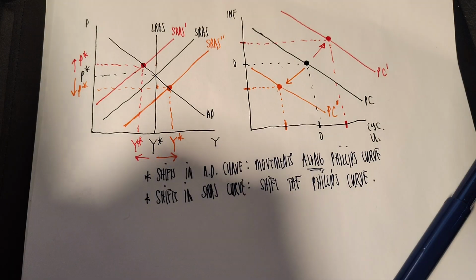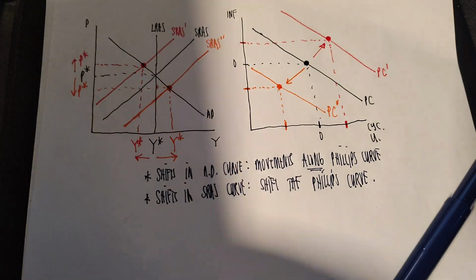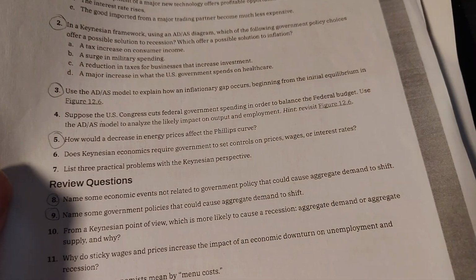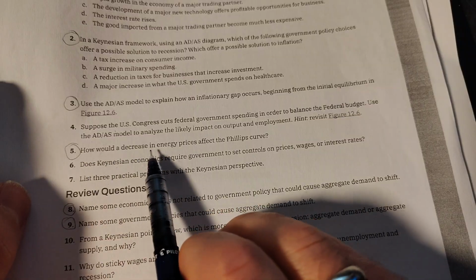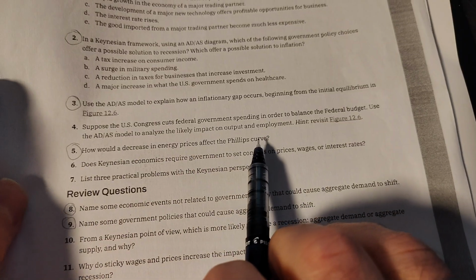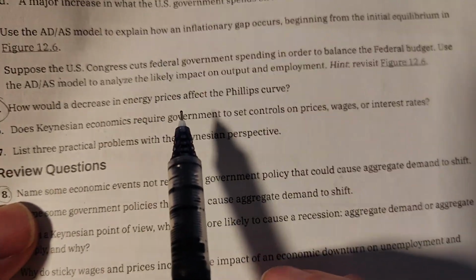So let's see here. If you take a look here at number 5, this one that I circled is a good one. How would a decrease in energy prices affect the Phillips curve? All right, look at that close. How would a decrease in energy prices affect the Phillips curve?